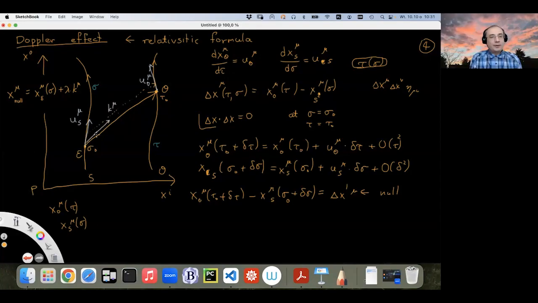Yes. And now the source is sending signals, and I would like to connect points on the observer's world line with the points on the source's world line, such that the light or other type of signal emitted at a moment sigma zero is received at tau zero. And what I'm really interested in is exactly the relation between sigma and tau. This equation here implicitly gives me this relation.